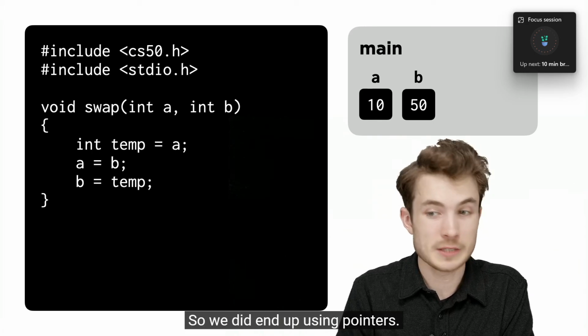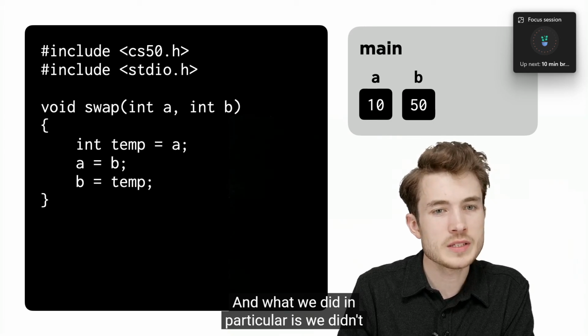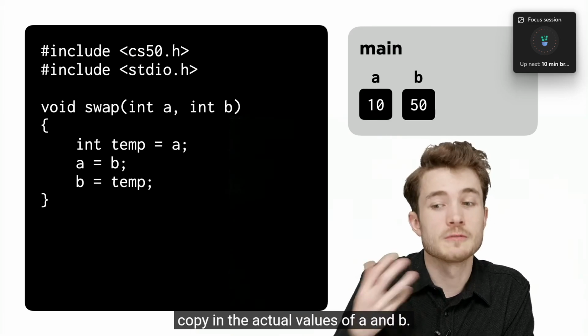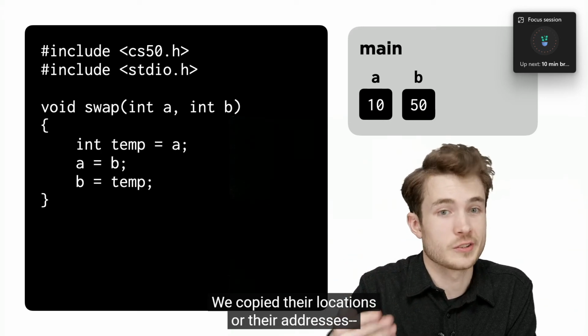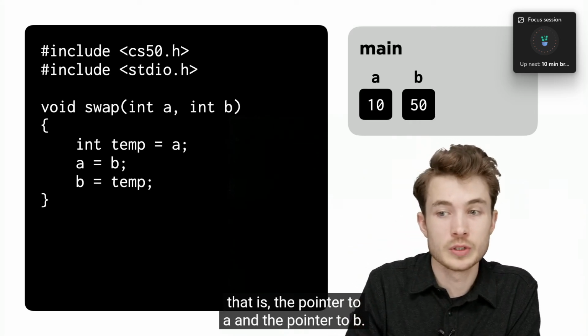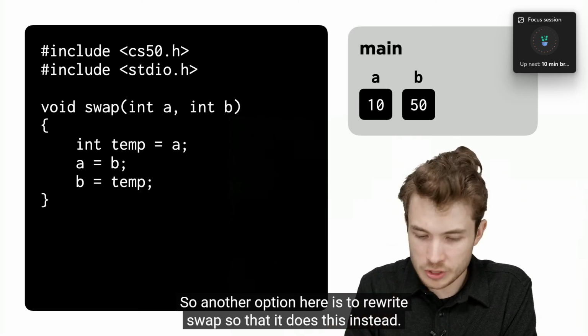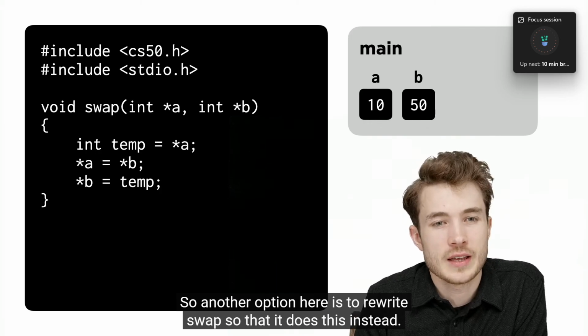So we did end up using pointers, and what we did in particular is we didn't copy in the actual values of A and B. We copied their locations or their addresses, that is the pointer to A and the pointer to B. So another option here is to rewrite swap so that it does this instead.